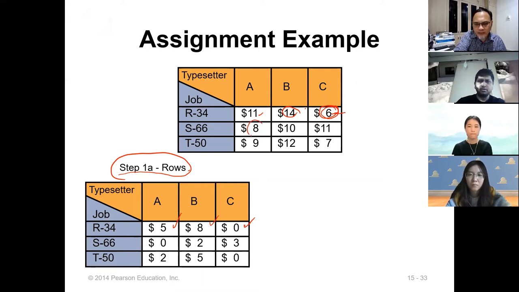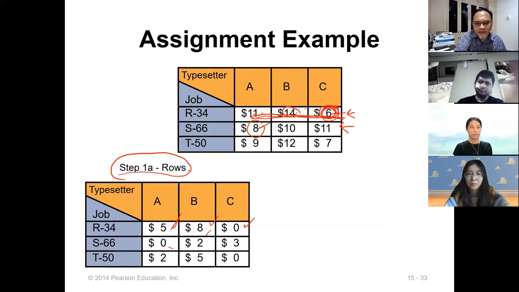Yes. Then you go to the next row. Everything minus from C, why, Professor? No. Find the smallest value in the row. In the row, 11, 14, 6, the smallest is 6. So you deduct the smallest number in the row from all the values. Do that the same for the next row.